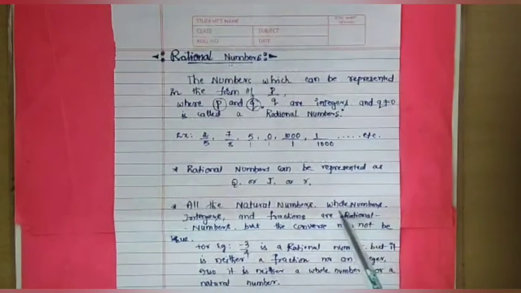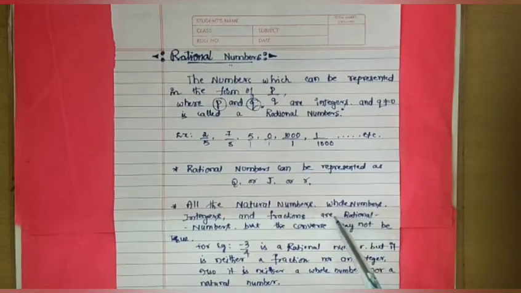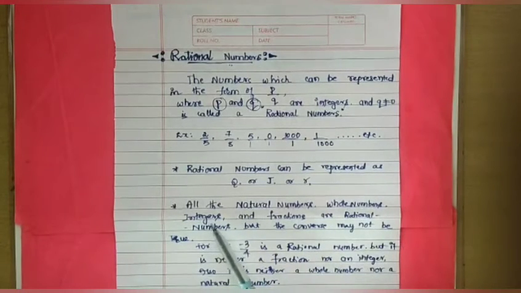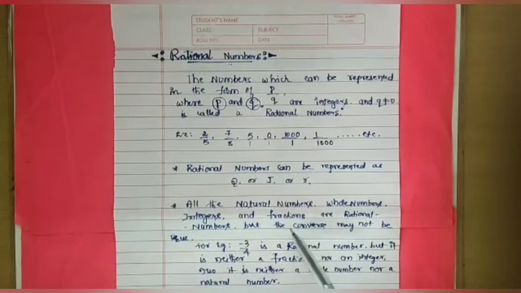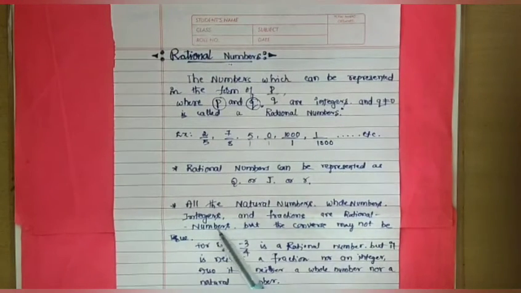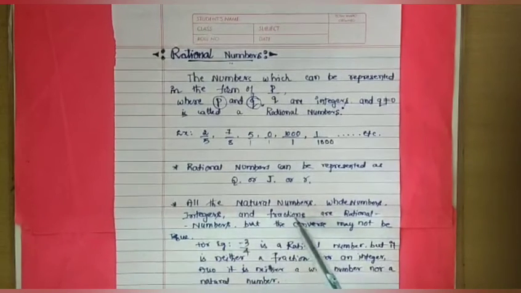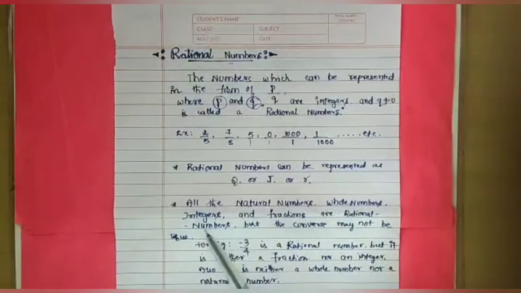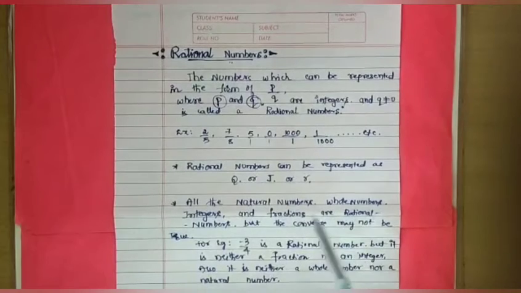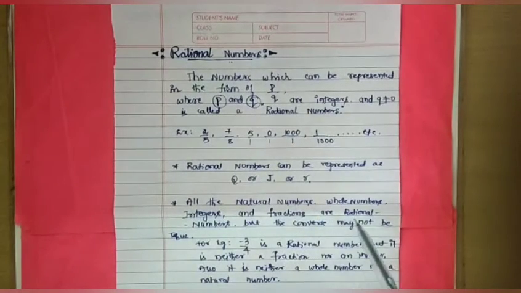And also all whole numbers are rational numbers, but all rational numbers need not be whole numbers. And all integers are rational numbers, but all rational numbers need not be integers. And all fractions are rational numbers, but all rational numbers need not be fractions. So all the natural numbers, whole numbers, integers and fractions are rational numbers, but the converse may not be true, right?